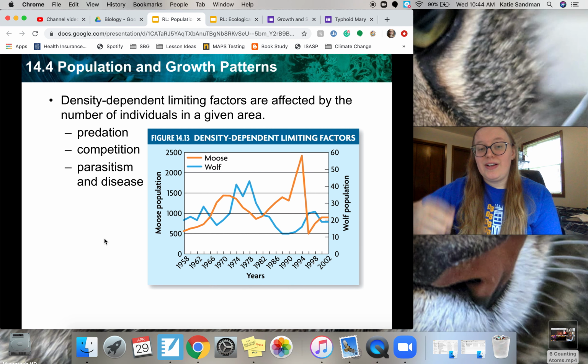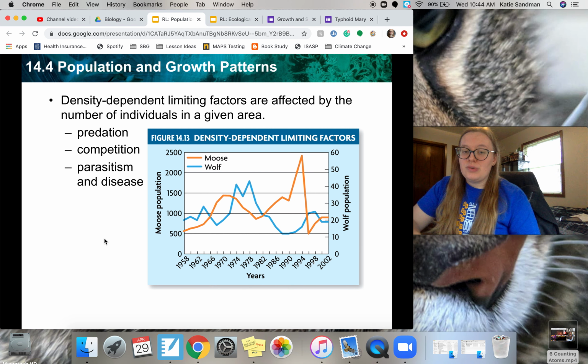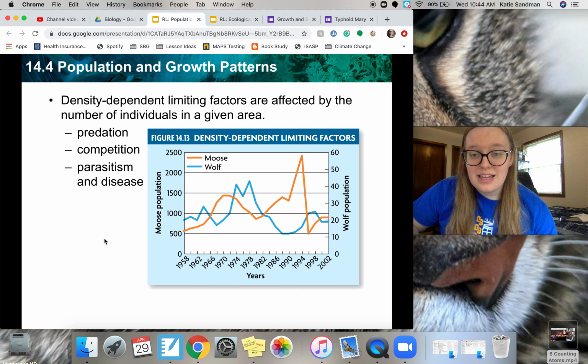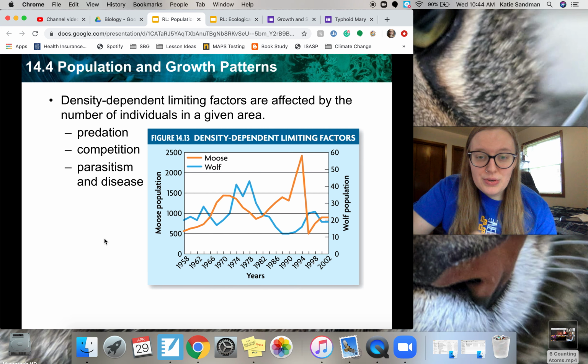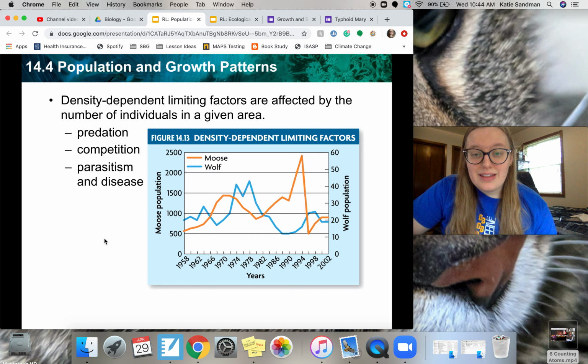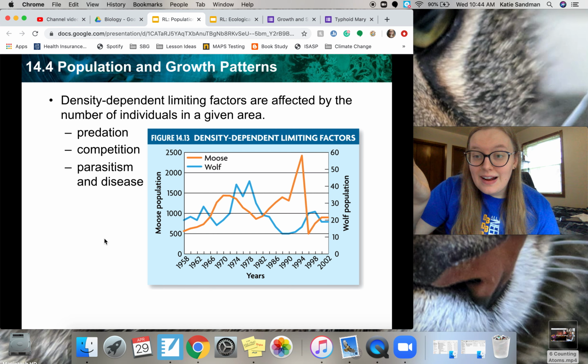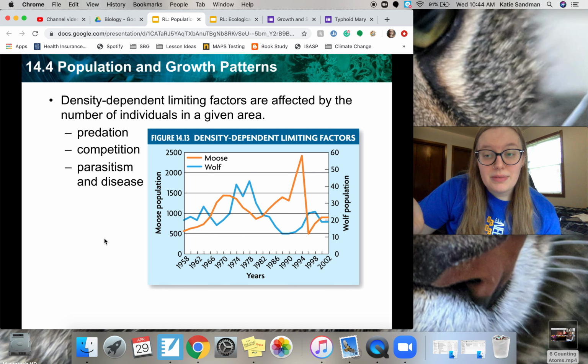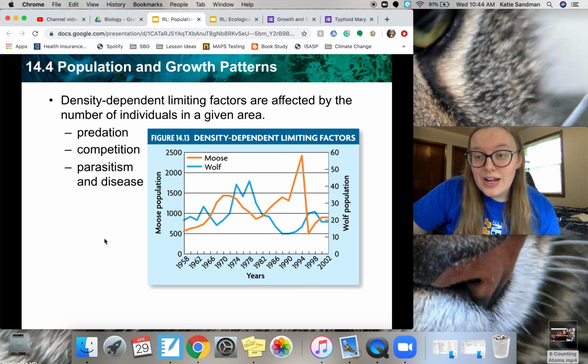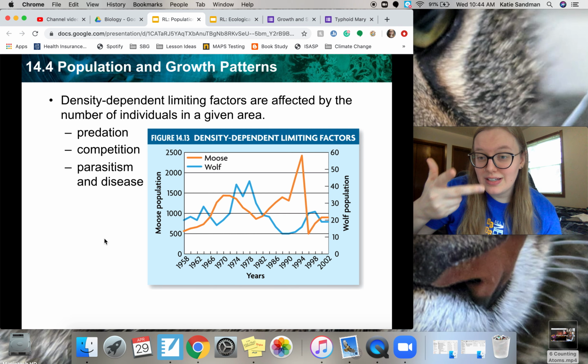We have a graph here that shows the number of moose versus wolves in a certain ecosystem. You see the moose is the orange and the wolf is the blue. When there are more moose in the area, there has to be a decline in the wolf population, because the wolves could be the predators of the moose. And when there are fewer moose in the area, there are more wolves. They go off of each other.